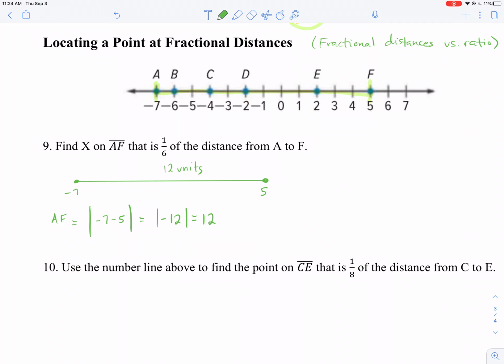You could also go up to the top and count 1, 2, 3, 4, 5, 6, 7, 8, 9, 10, 11, 12. But I want you to be able to do it if there are decimals, or if it's super large, like 174. I don't want you to have to create a number line and count. So we know that the length of that is 12. That's our first step.